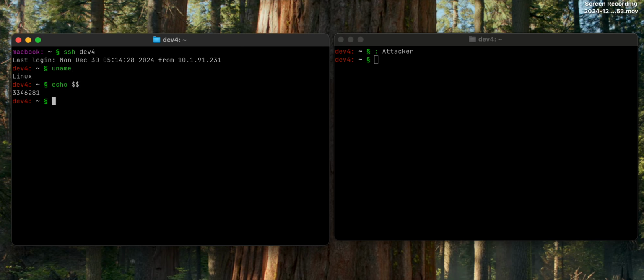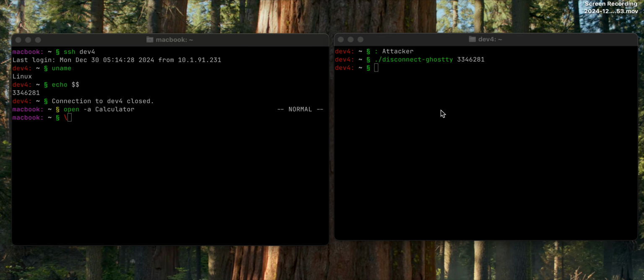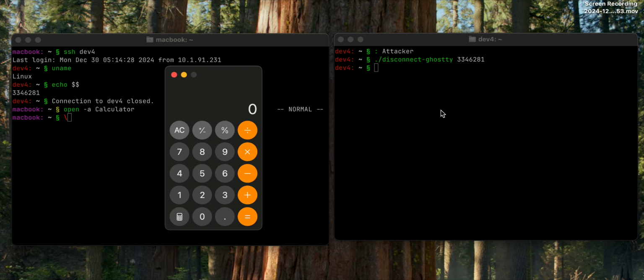Now somehow the attacker gets hold of the process ID of this particular shell, which they can do by looking at ps or something else. And I've got a script ready-made here that, when given that process ID, we just copy that across. When given that, something interesting happens.